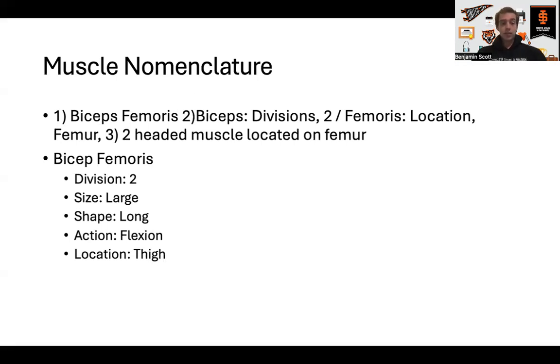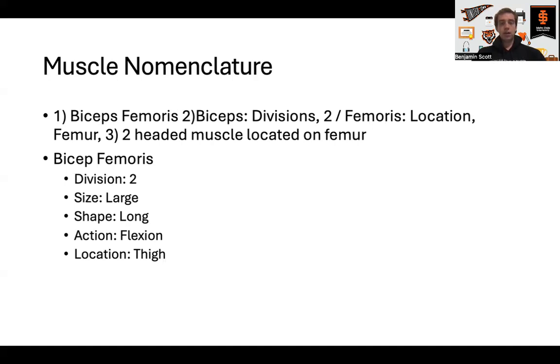So looking at the extra credit. On the muscle discussion board, a lot of people didn't quite do this right. So we just want to look at the nomenclature of the muscles. How I want this assignment done is, the first one is an example of how it should be done. Number one, you put the name, biceps femoris. Number two, you have your biceps, which is a division, and you put two because biceps means two heads.